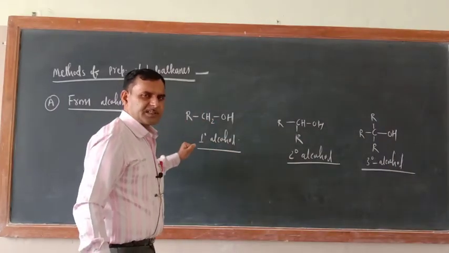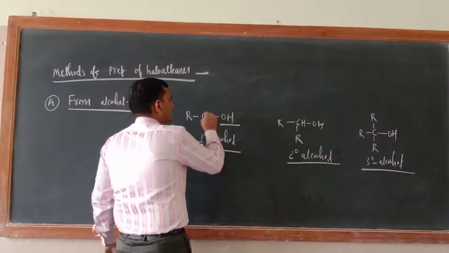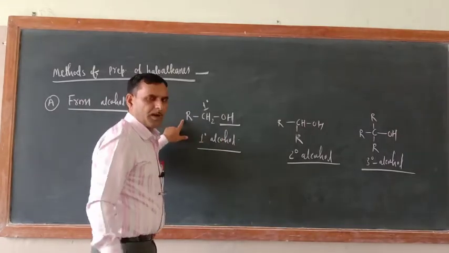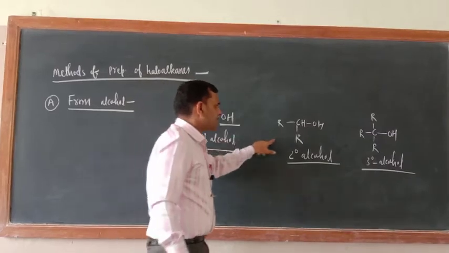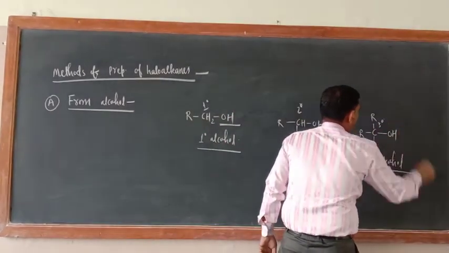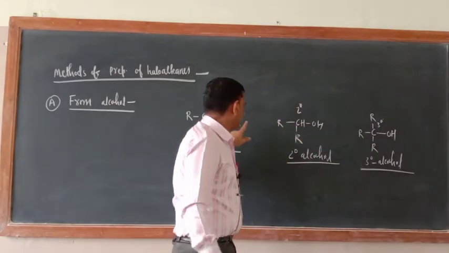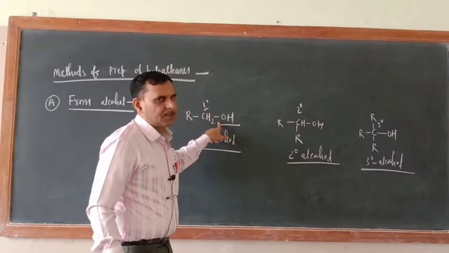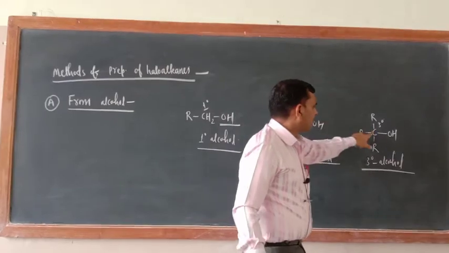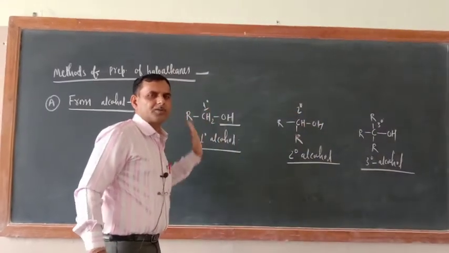Now on what basis am I telling you this is 1 degree alcohol? Because the OH group is bonded with a 1 degree carbon atom. Alone carbon atom, R means one more carbon atom here. This is a 2 degree carbon atom. What about this one? A 3 degree carbon atom. That is why it is 3 degree. If OH is bonded with a 1 degree carbon atom, that is 1 degree alcohol. If it is bonded with 2 degree, then 2 degree. If it is bonded with a 3 degree carbon atom, that is 3 degree alcohol. I hope that you understood this one.